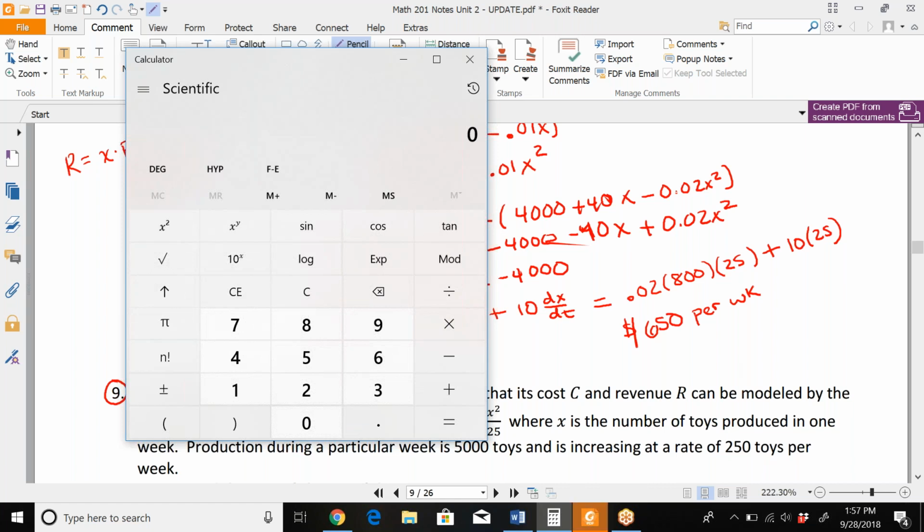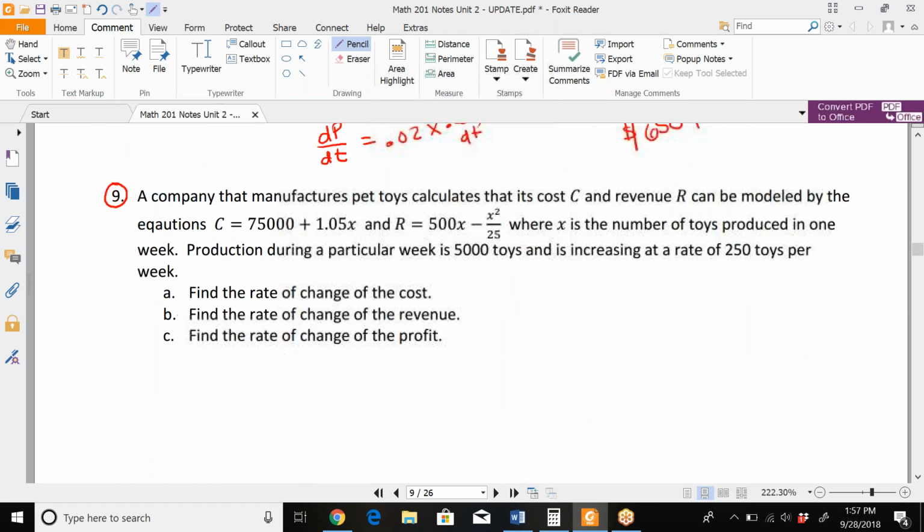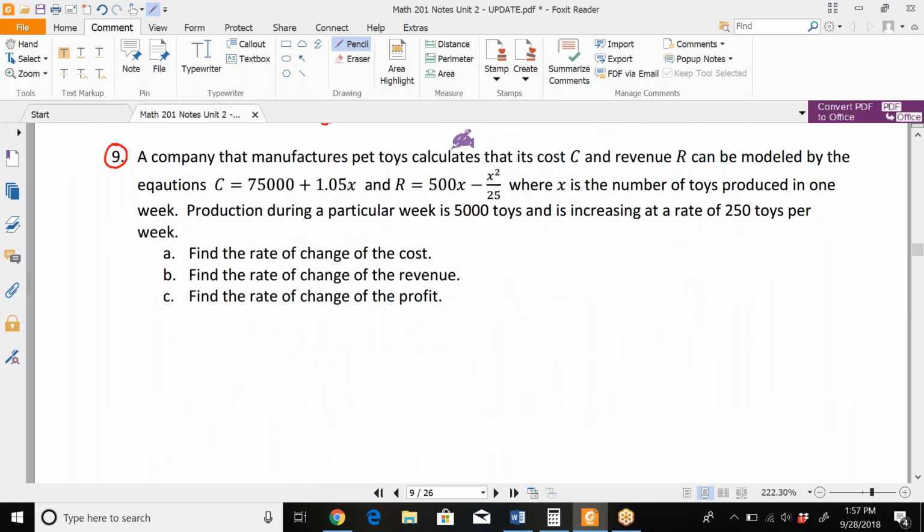Okay, so that's that one. Let's look at number 9. It says a company that manufactures pet toys calculates that its cost and revenue functions are here, so they've given us both of them, where X is the number of toys produced in 1 week. During a particular week, there's 5,000 toys, so notice that's a singular unit of measure, so that's our X, and it's increasing at a rate of 250 toys per week. So that's our dx dt, and it is positive since they said increasing.